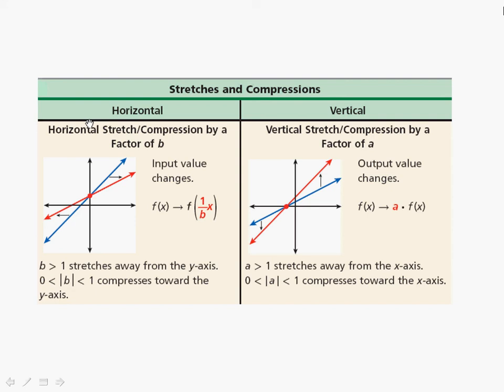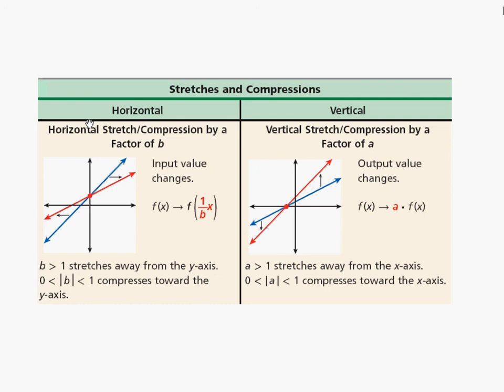we have a horizontal stretch or compression by a factor of b. Notice that for horizontal, f of x becomes f of 1 over b times x, where if b is greater than 1, it's a stretch. If the absolute value of b is between 0 and 1, it's a compression. For a vertical stretch or compression, we multiply a value a times the entire function. If our a value is greater than 1, it's a stretch. If the absolute value of our a is between 0 and 1, it's a compression.